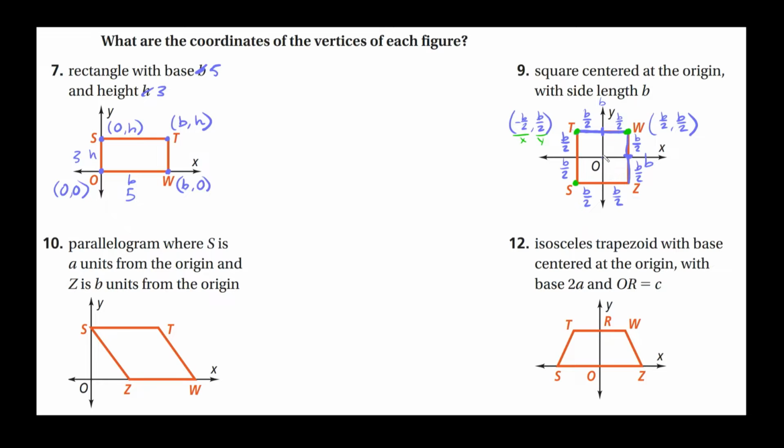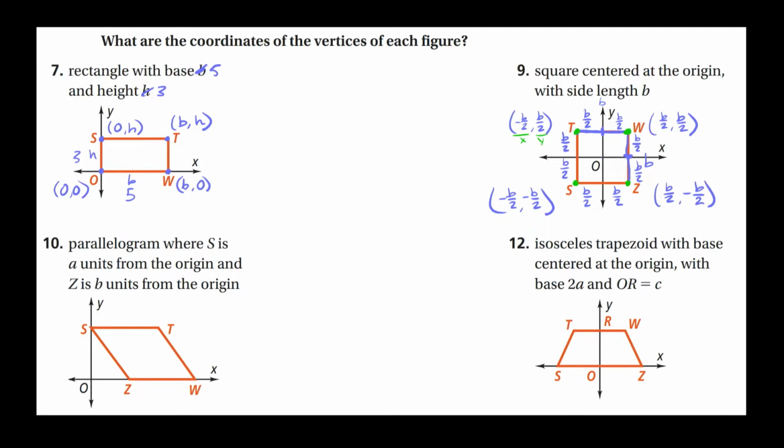So again, to get to S, we have to go back half b and then down half b. All right, and then lastly, we have Z. To get to Z, which is in the 4th quadrant, we're going to go over half b and then down half b. So we're going to go over in the positive direction half b, and then down in the negative direction half b.